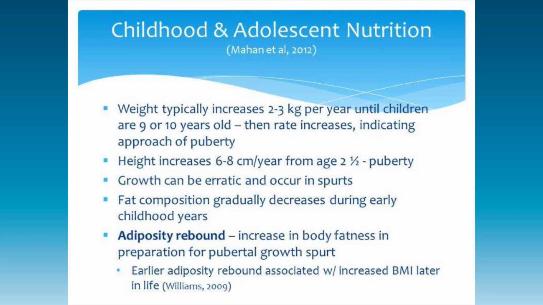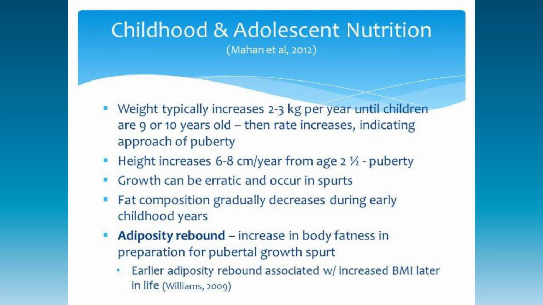Let's take a look at childhood and adolescent nutrition. Okay, so typically with this age group, their weight increases about 2 to 3 kilograms per year until they reach about 9 to 10. And then the rate starts to increase, which means they're starting to approach puberty. Their height increases about 6 to 8 centimeters per year from about 2.5 years to puberty.